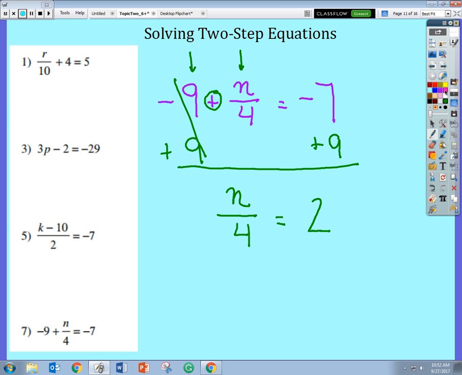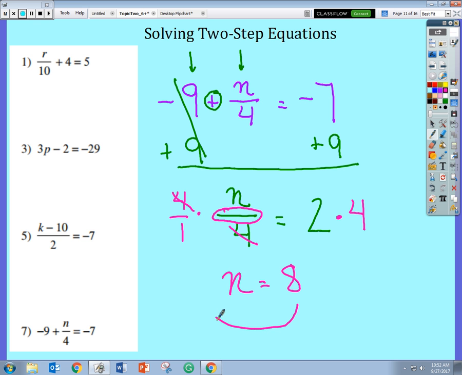Now I need to get rid of that divide by 4, because this line here, we think about it as a fraction. It also means divide. Rather than dividing by 4, I want to multiply both sides by 4. I'm going to do that whole number there. That gives us the cross reduction, leaving us just the n. Whatever I do to one side, I must do to the other. So 2 times 4 will give me 8.